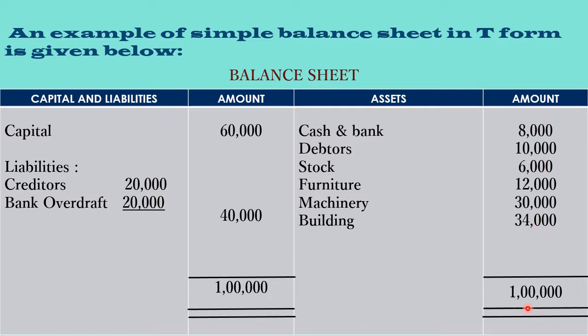So here we have got the accounting equation proved, that the capital and liabilities should equal your assets. So capital and liability total is 1 lakh and asset total is 1 lakh.